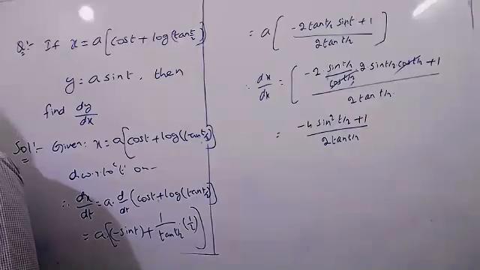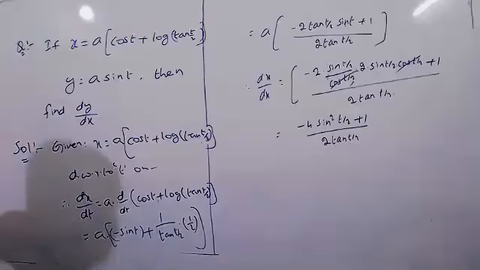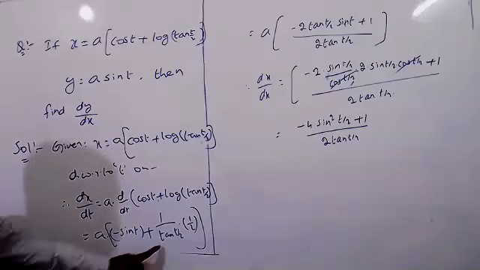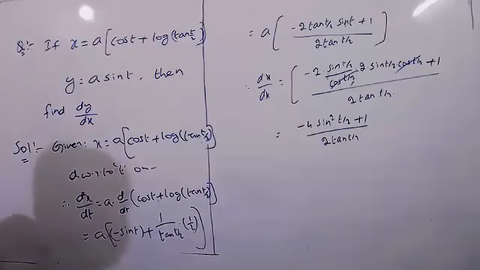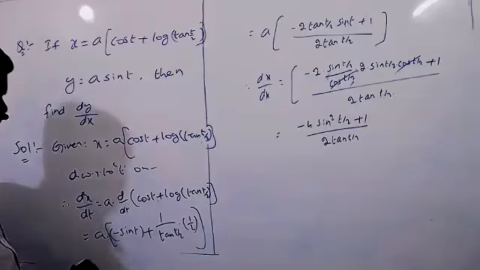Sir, one doubt, sir. Yes, tell me. Sir, tan t by 2 is not differentiated. Oh, yes. Here we are taking directly 1 by 2 only, na? Yes, sir. The t by 2 we are taking. That means we will cancel the one more term here.